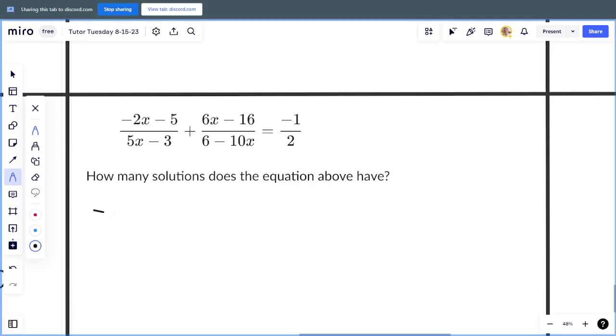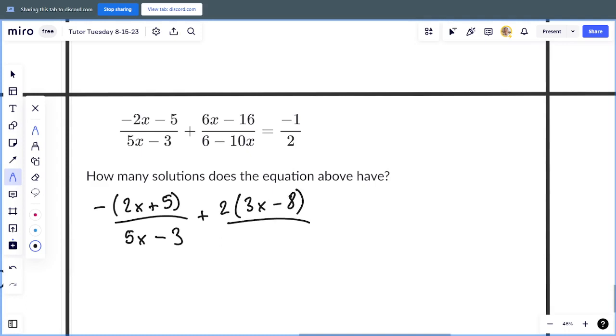I'm gonna factor out the negative from the top to just give us 2x plus 5, because I don't really like dealing with negative numbers. I'm gonna take a 5x minus 3 here. From the top here I can factor out 2 times 3x minus 8.